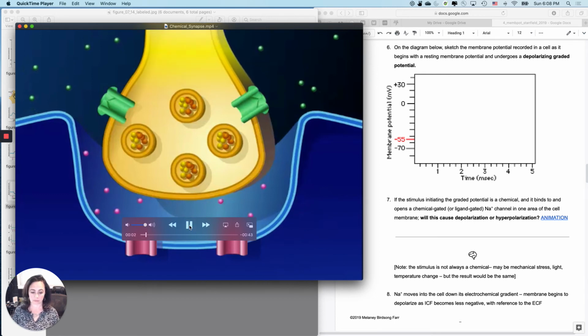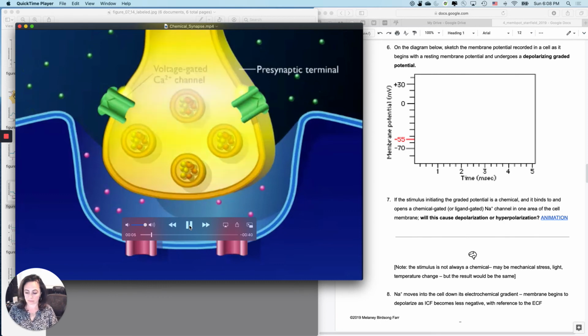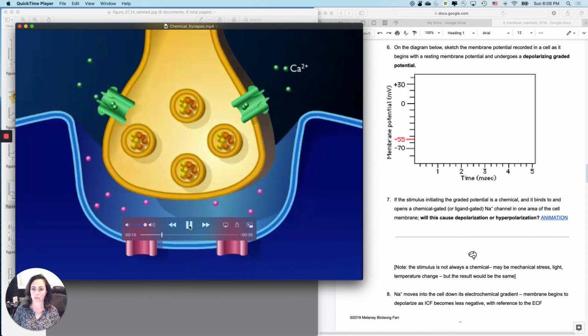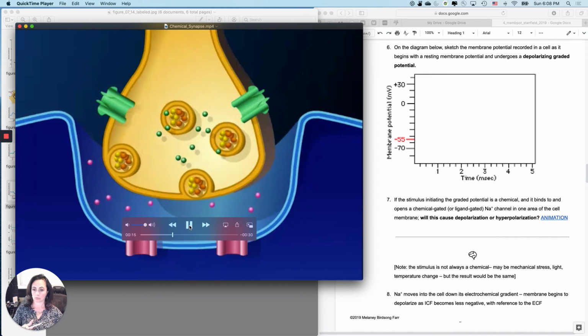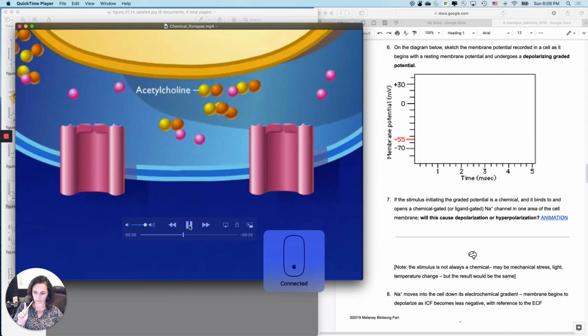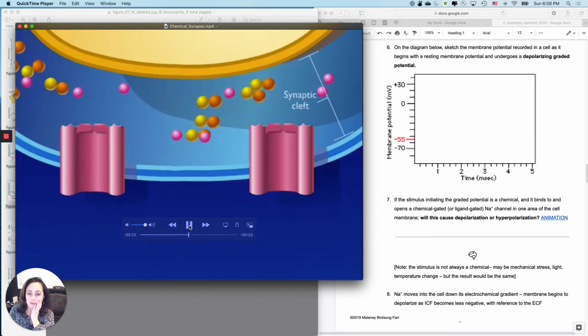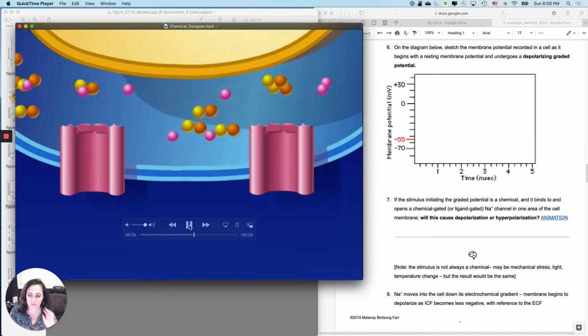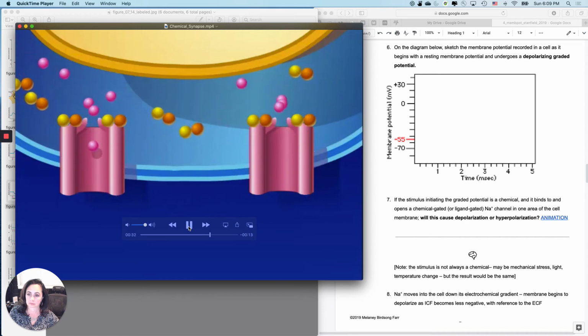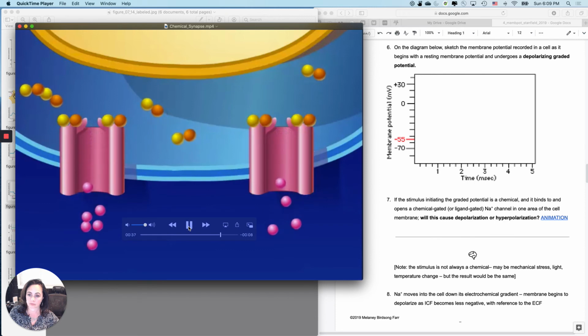Action potentials arriving at the presynaptic terminal cause voltage-gated calcium ion channels to open. Calcium ions diffuse into the cell and cause synaptic vesicles to release acetylcholine, a neurotransmitter molecule. Acetylcholine molecules diffuse from the presynaptic terminal across the synaptic cleft and bind to their receptor sites on the ligand-gated sodium ion channels. This causes the ligand-gated sodium ion channels to open, and sodium ions diffuse into the cell, making the membrane potential more positive.